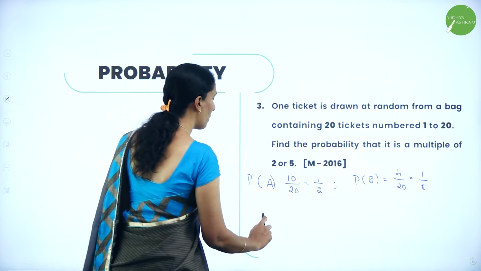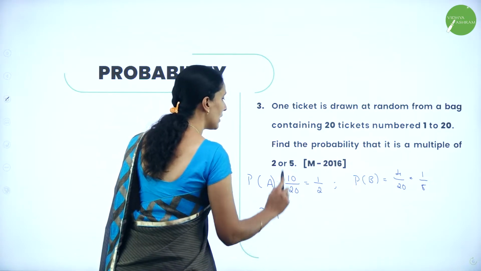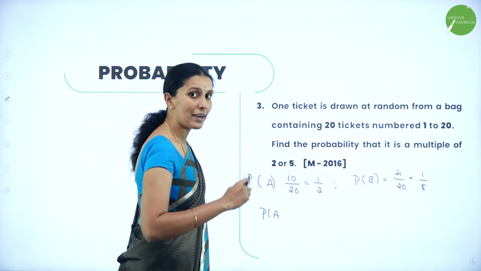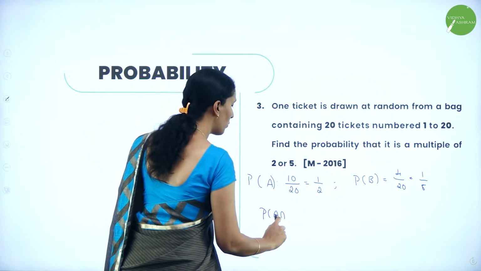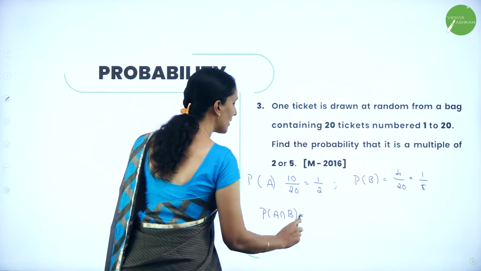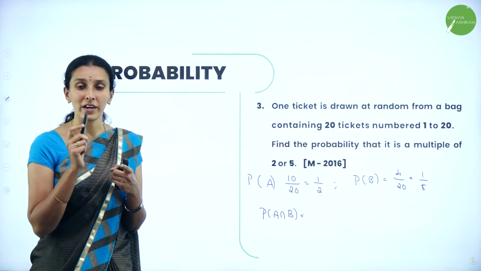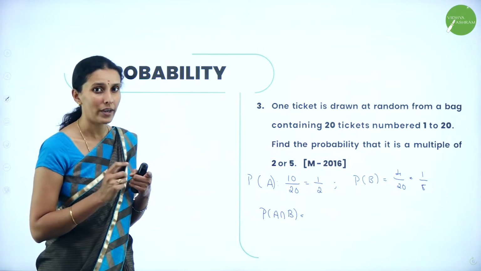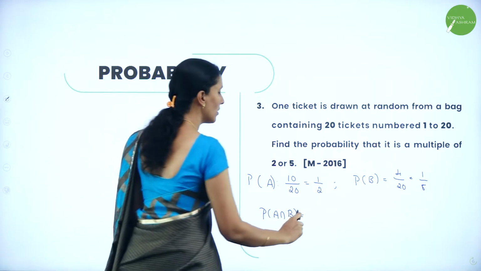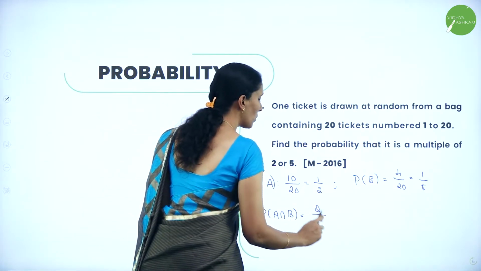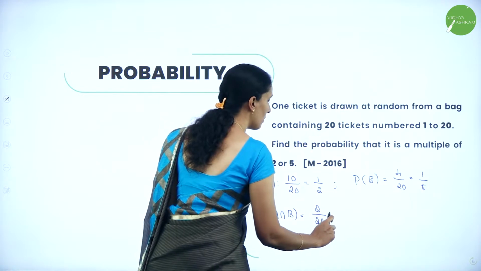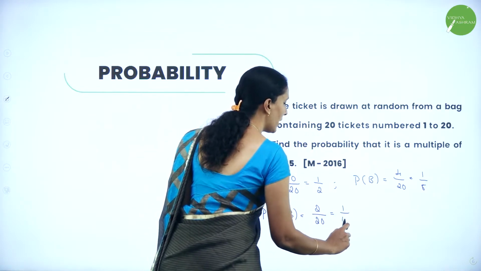Now let's take the probability of getting a multiple of 2 and 5. It should be a multiple of 2 and 5, which is nothing but the intersection. So there are only 2 possibilities. One is 10, another one is 20. That is, you have 2 numbers which are divisible by both 2 and 5 from 20 numbers. So therefore it is 1 by 10.